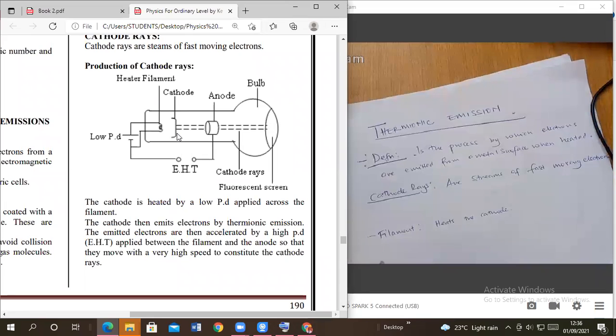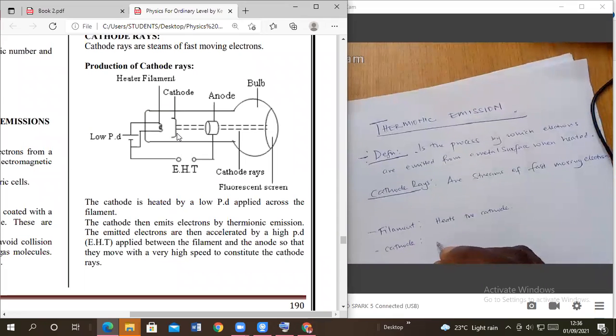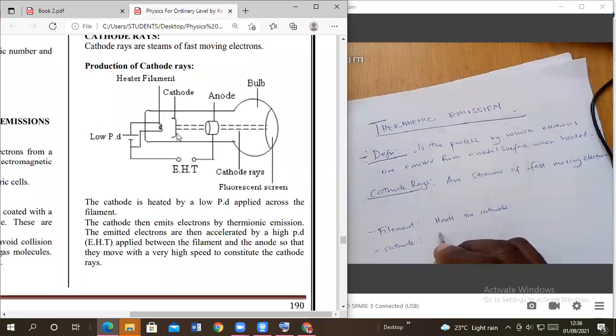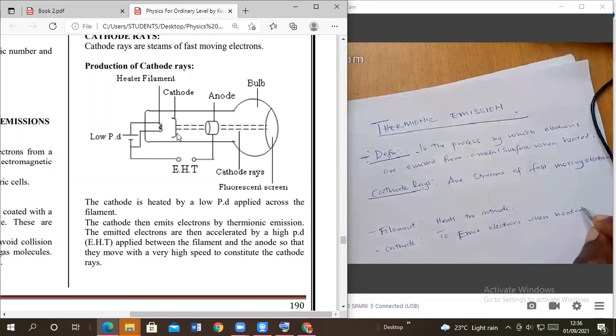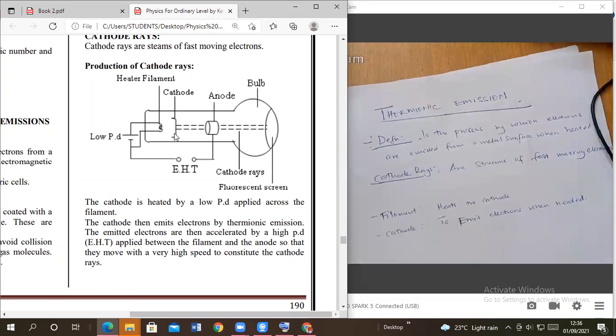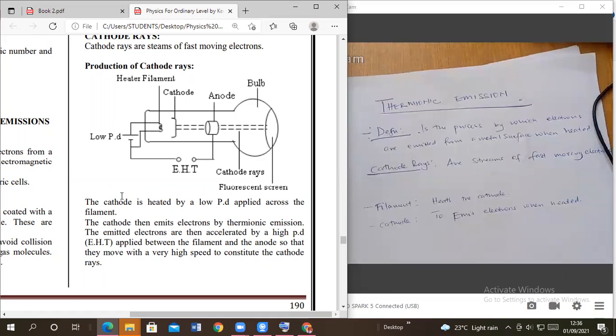And what's the use of the cathode? The use of the cathode is to emit electrons when heated. Correct. So you can say it emits electrons by thermionic emission, or thermionically.